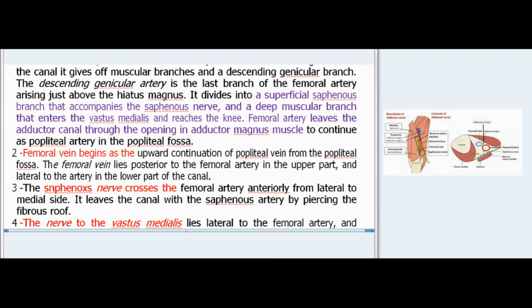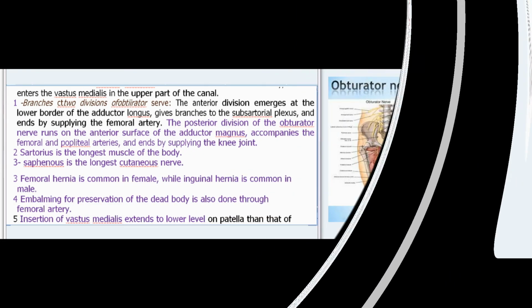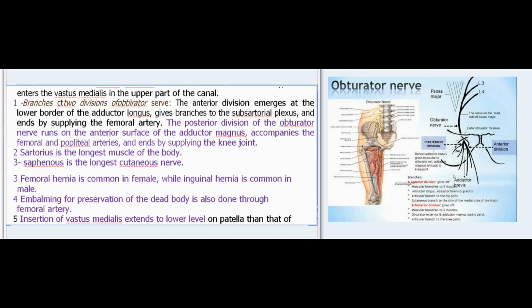2. Femoral vein begins as the upward continuation of popliteal vein from the popliteal fossa. The femoral vein lies posterior to the femoral artery in the upper part, and lateral to the artery in the lower part of the canal. 3. The saphenous nerve crosses the femoral artery anteriorly from lateral to medial side. It leaves the canal with the saphenous artery by piercing the fibrous roof. 4. The nerve to the vastus medialis lies lateral to the femoral artery, and enters the vastus medialis in the upper part of the canal.